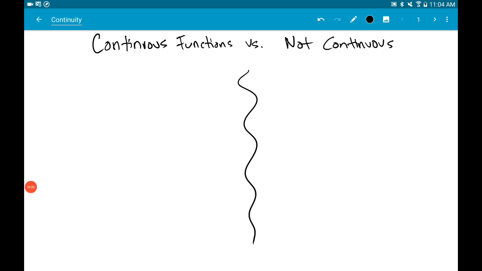Hey guys, here we are. We're going to talk about continuous functions, not continuous functions, the definition of continuity, among other things. So thanks for tuning in. Let's just jump right in.